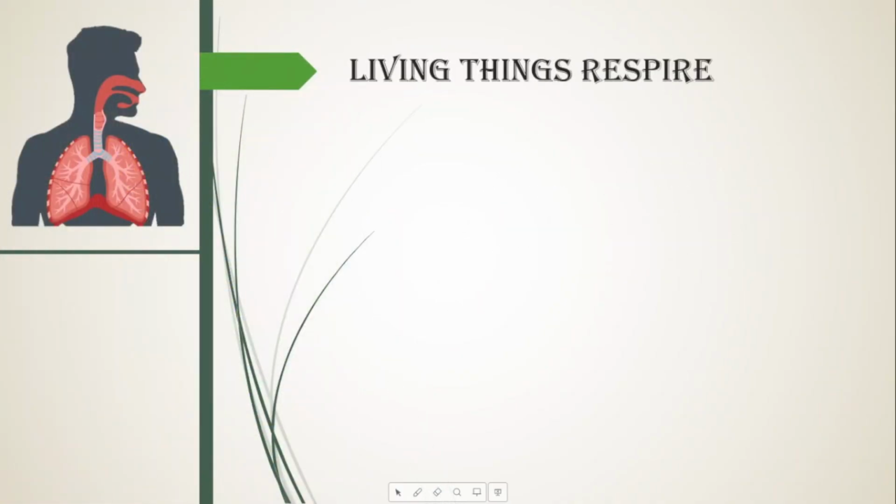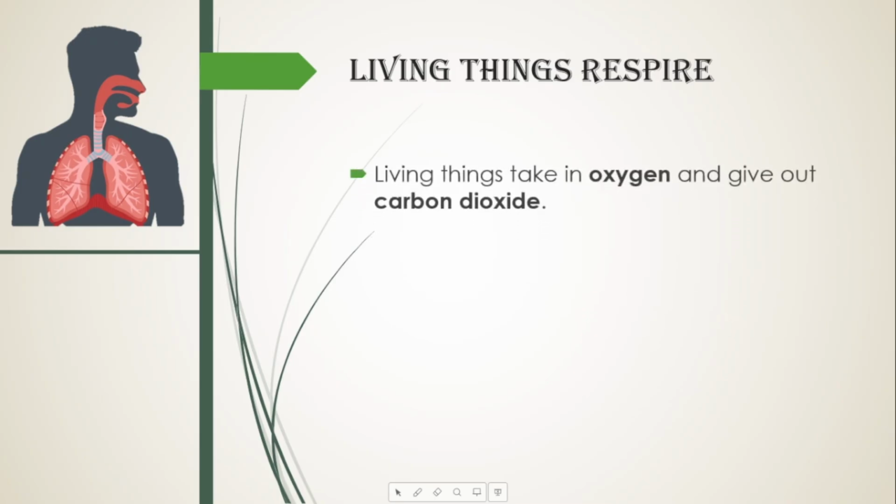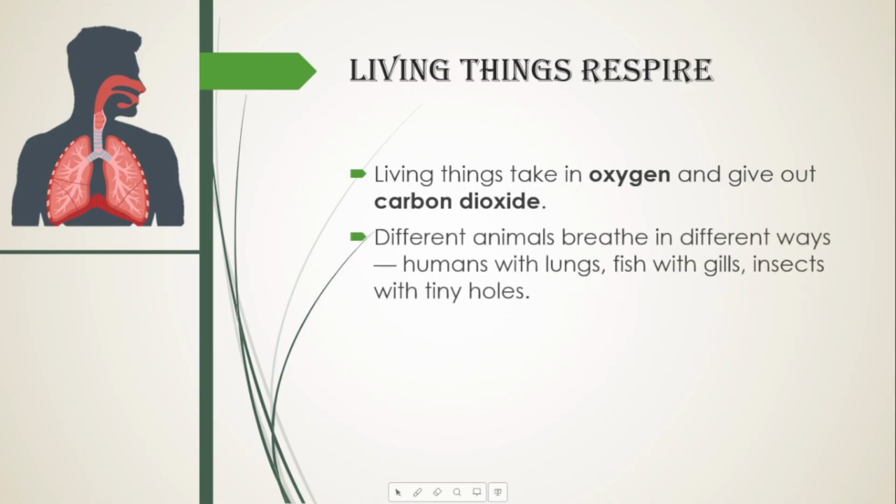Next, living things respire. The living things take in oxygen and give out carbon dioxide. Different animals breathe in different ways. Humans breathe with lungs, fish breathe with gills, and insects with tiny holes. So this is one of the characters that all living organisms have, that is the ability to respire.